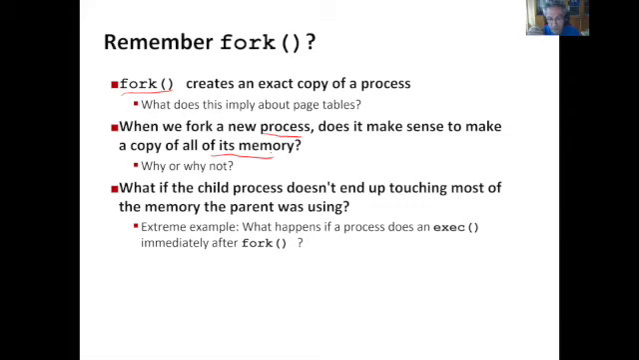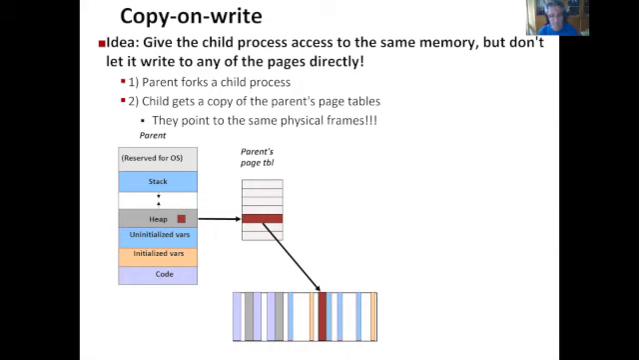In most cases, the child process may not be touching most of the memory that the parent was using. For example, we have seen cases where the child does an exec immediately after a fork. So in that sense, duplicating that is actually very costly and useless because you'll be overwriting the whole address space anyway. So what do we do? Well, welcome to copy on write.